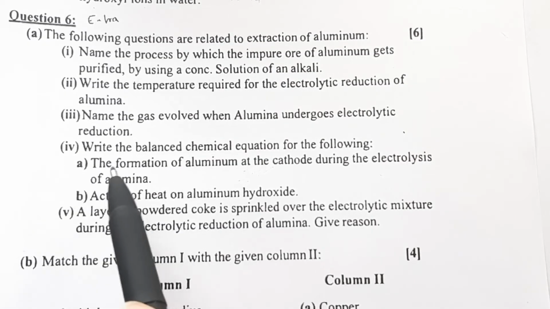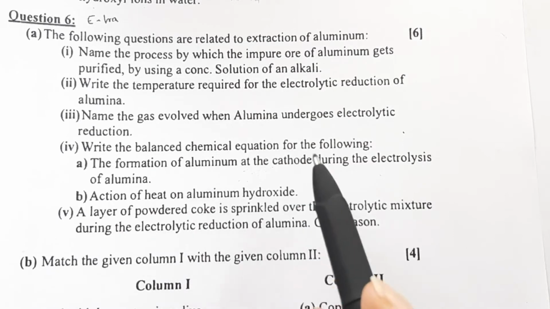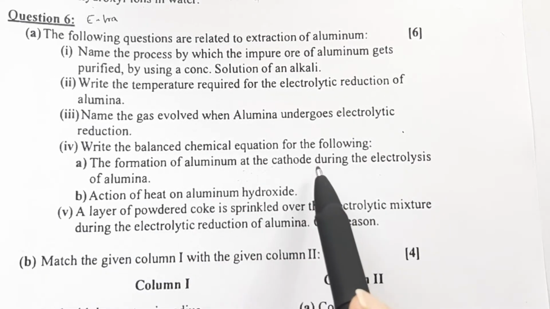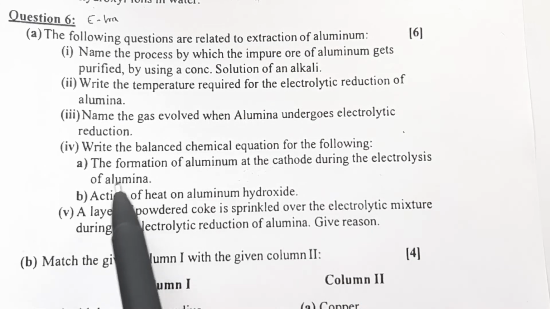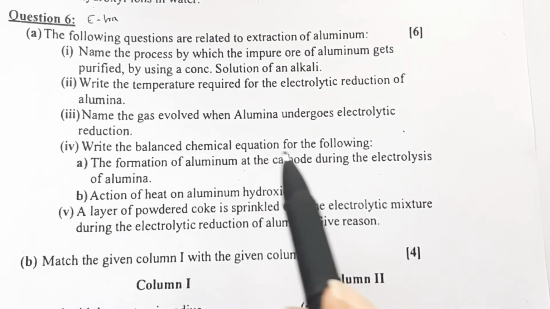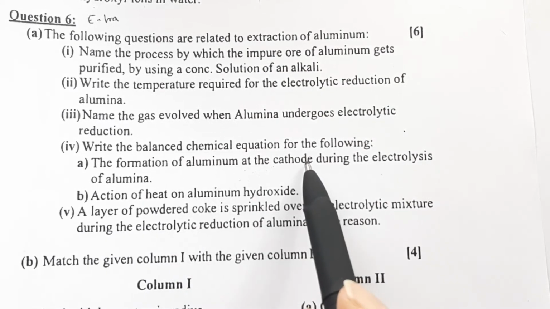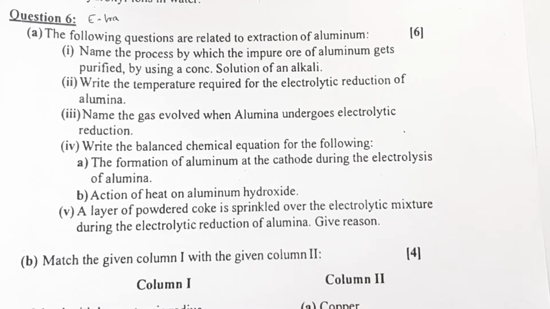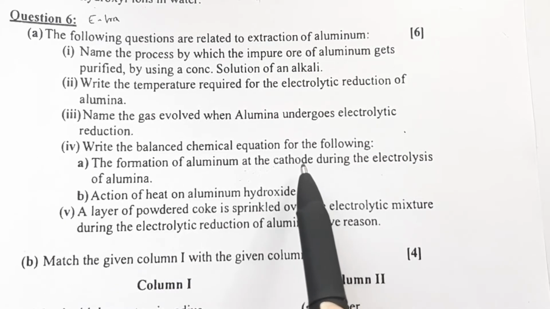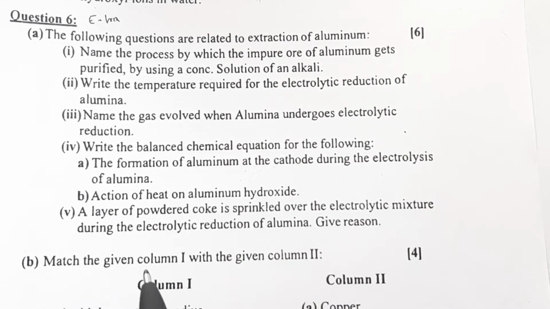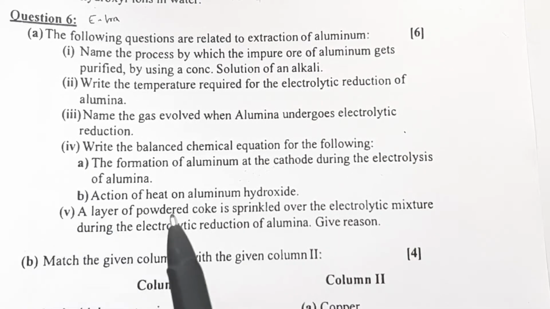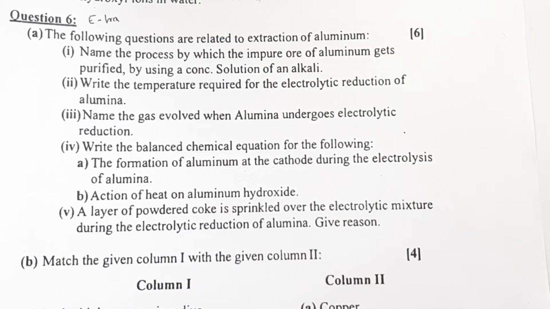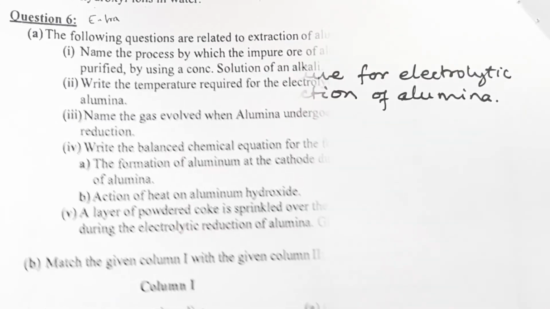Fourth subpart, write the balanced chemical equation for the following. The formation of aluminium at cathode during the electrolysis of alumina. Now, aluminium at the cathode will be because the aluminium cation will migrate to cathode, it will gain electrons and it will become aluminium, correct? And the B part is action of heat on aluminium hydroxide. So let's write the answers.